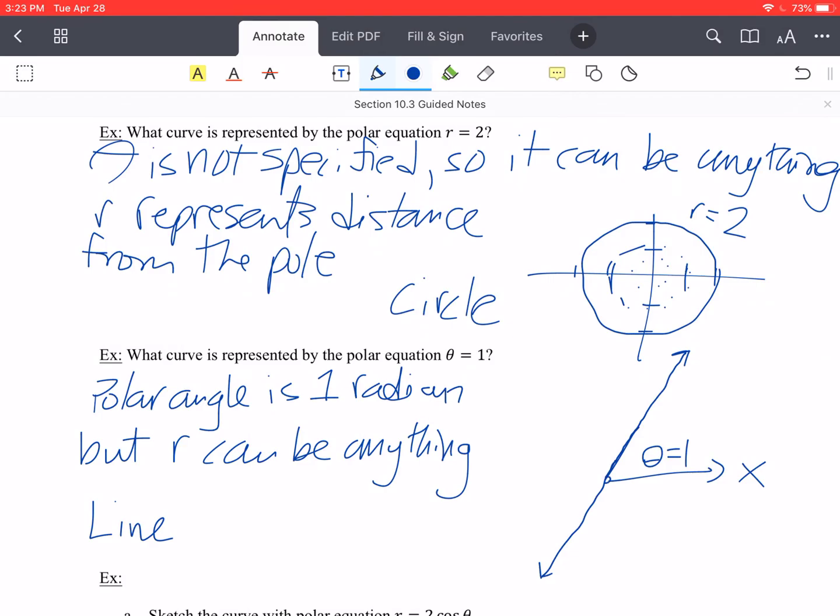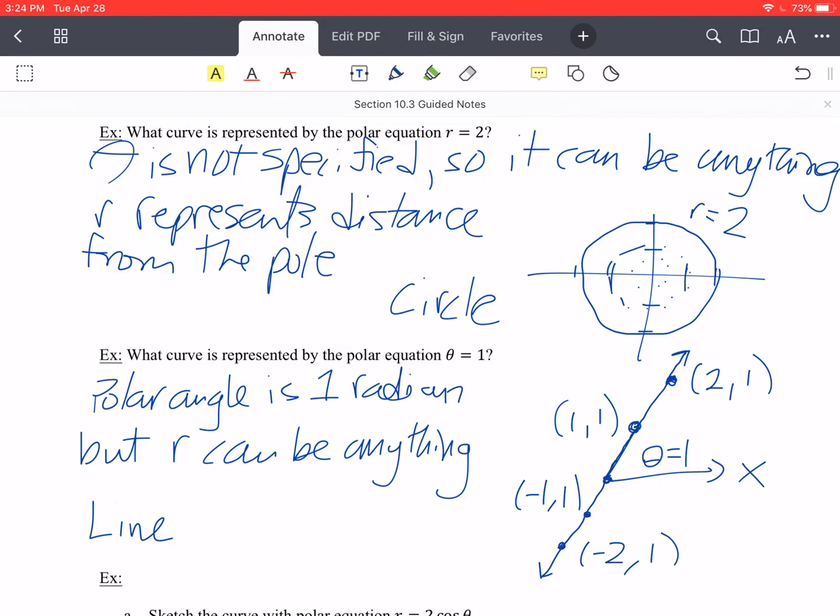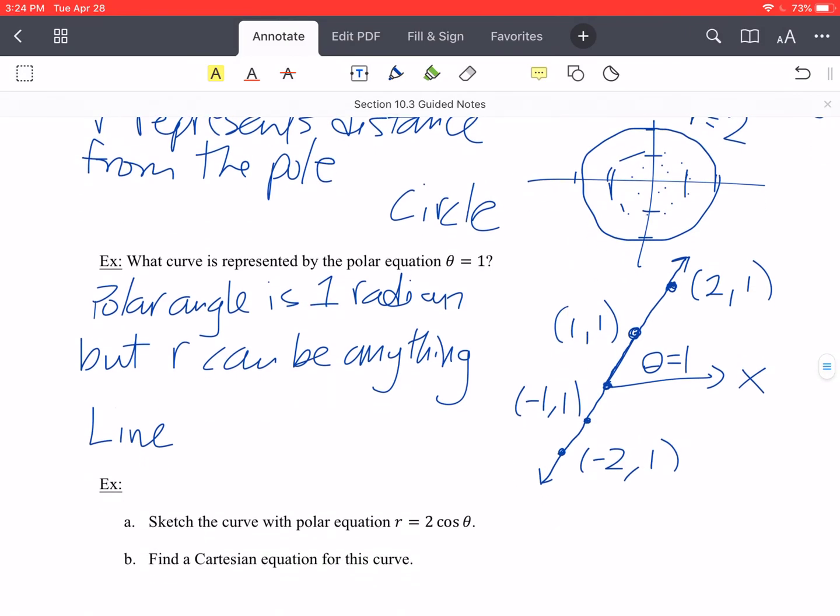Okay, and then you can see here there's our origin O. We can go up 1, 2, however many units we want. So this would be the point, right, 1, 1: r is 1, theta is 1. This one would have radius of 2, theta is 1. This one would have radius negative 1, theta is 1. This would have radius negative 2, theta is 1, etc. So this does give us a straight line.